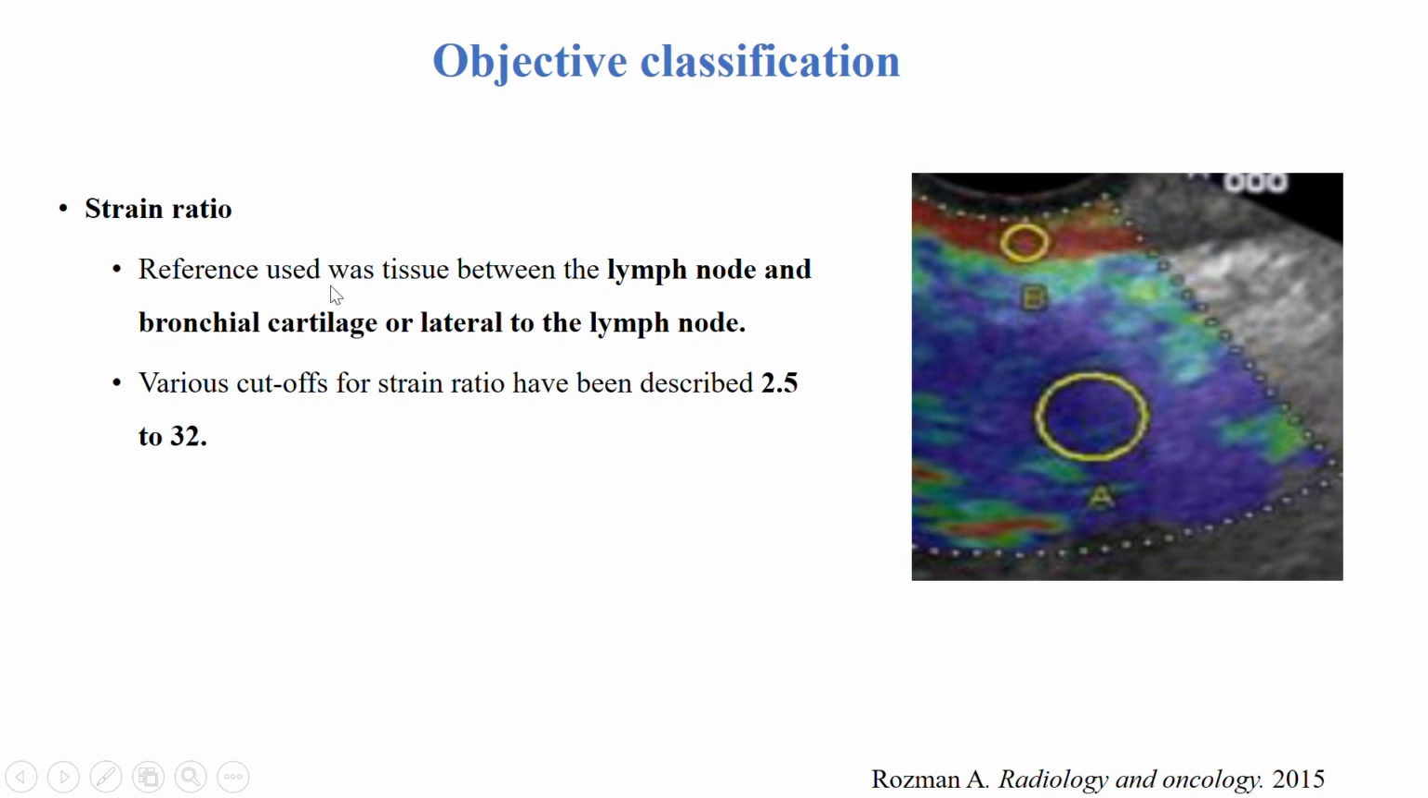The reference used was the tissue between the lymph node and the bronchial cartilage. This is the reference tissue and this is the target tissue. When you take a ratio of these two, you get a ratio ranging somewhere between 2.5 to 32, and depending upon the ratio, you try to categorize whether a particular node is more likely a malignant node or more likely a benign node.